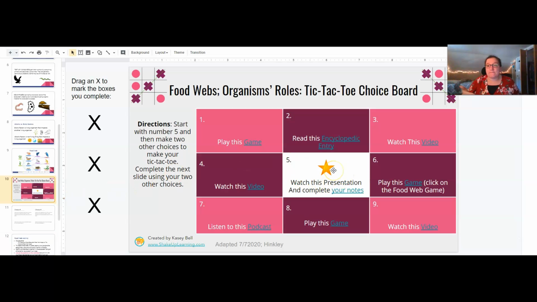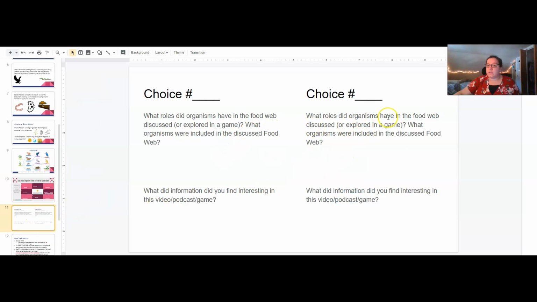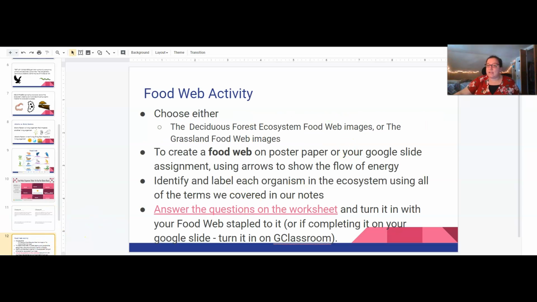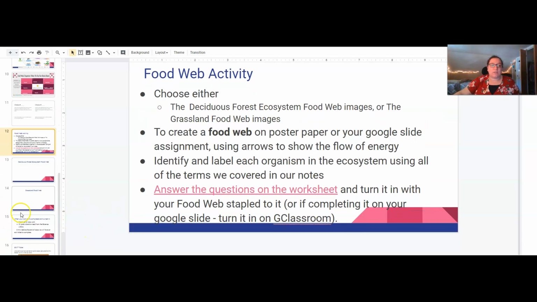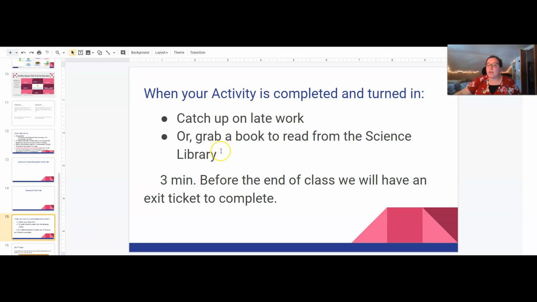So go ahead and keep filling out your notes. If you haven't been doing it right along, you can always rewind this video and play it again if you missed something. And then when you're done with your notes, do exactly what we talked about before. You're going to pick 2 more of these squares to make 3 in a row, answer your 2 choice questions, and complete the activity. Again, when you are all done with that, you're going to go ahead and catch up on late work, grab a book to read from the science library, and I'll call everybody together about 3 to 5 minutes before the end of class so we can complete our exit ticket.